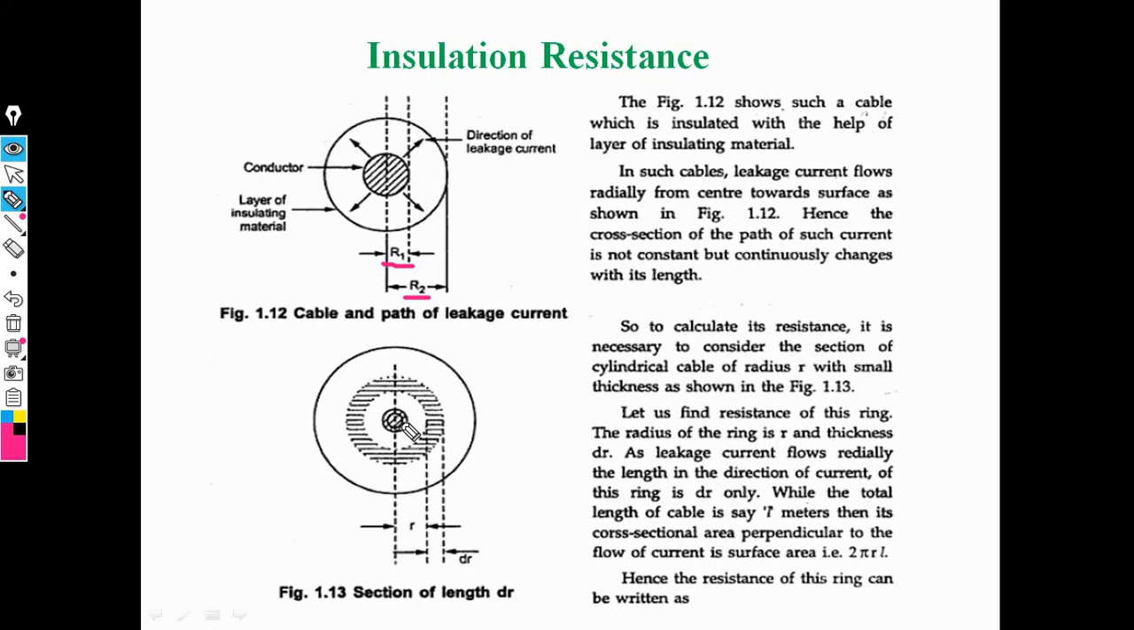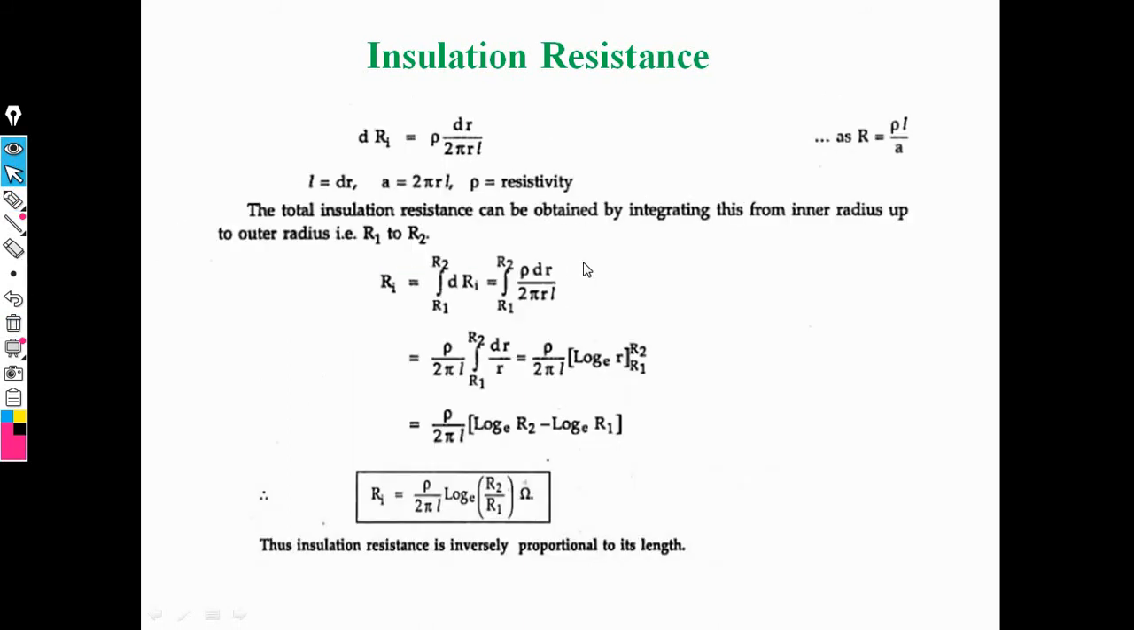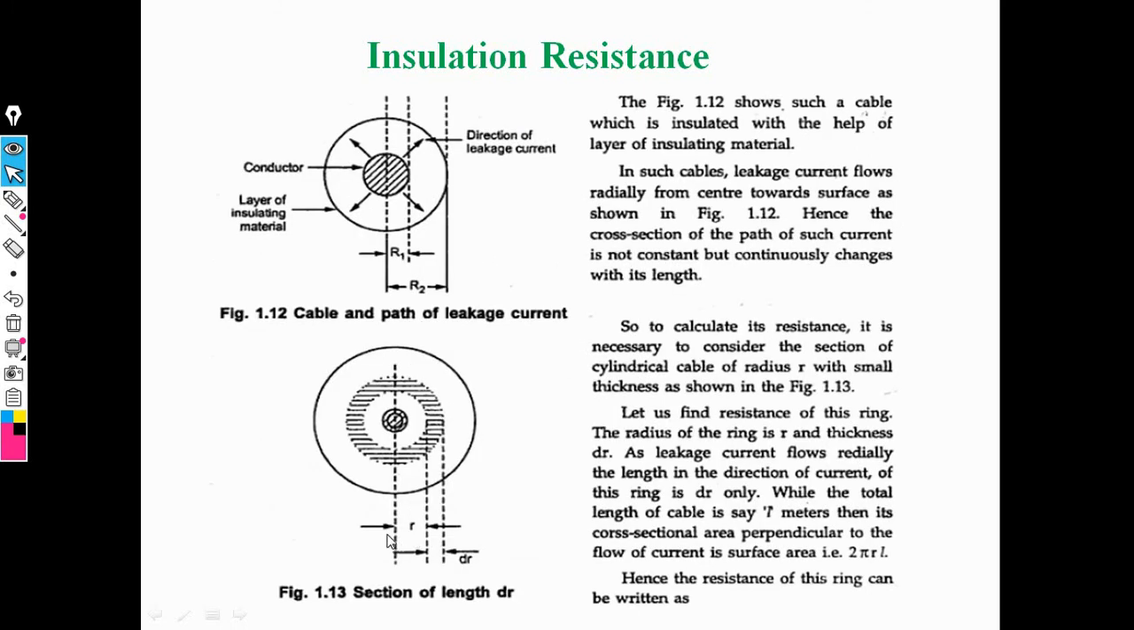The radius of the insulating material is r, and this is dr. We need the formula for insulation resistance: R is equal to rho into L by A. Here R means resistance, rho means resistivity, L is the length of the conductor, and A indicates the cross-sectional area of the conductor. In this diagram, L indicates length.